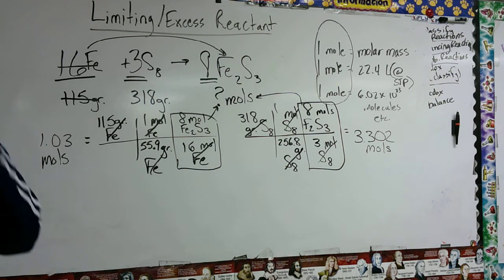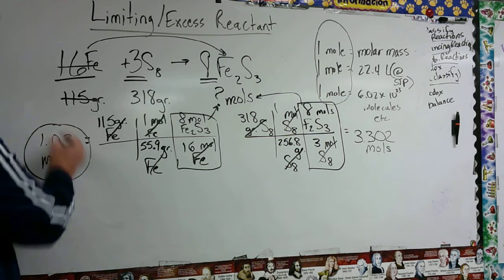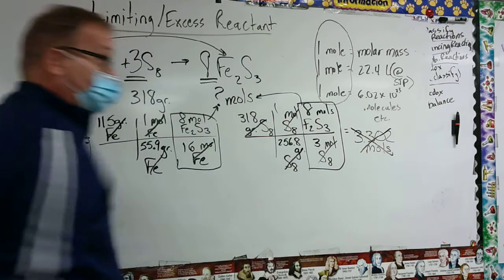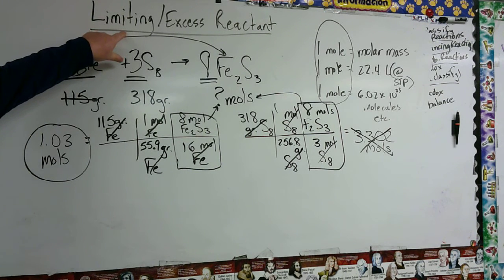So what would your answer be between the two of them? The lower one, right? So that would be your answer. If you can do stoichiometry problems, you do two of them. Whatever your answer is, the lowest one, that's the correct answer. Now, the lowest one also would be called a limiting reactant.